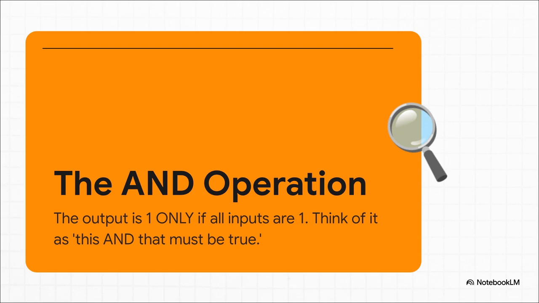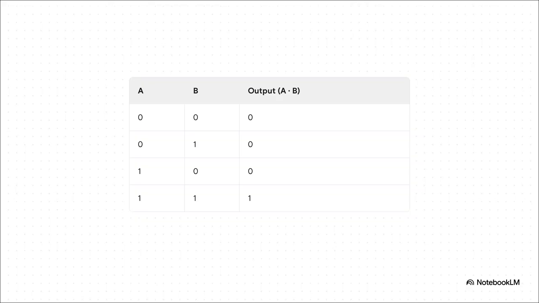Next up is our second rule, the AND operation. Now this one is a bit more strict. For the final output to be 1, or true, every single one of the inputs has to be 1. It's like trying to start a car. You need the key in the ignition and your foot on the brake. If you're missing even one of those, the car won't start. This truth table tells the whole story. Just look down that output column. The one and only time we get a 1 is in that very last row, where input A is 1 and input B is 1. Every other combination, the result is 0.